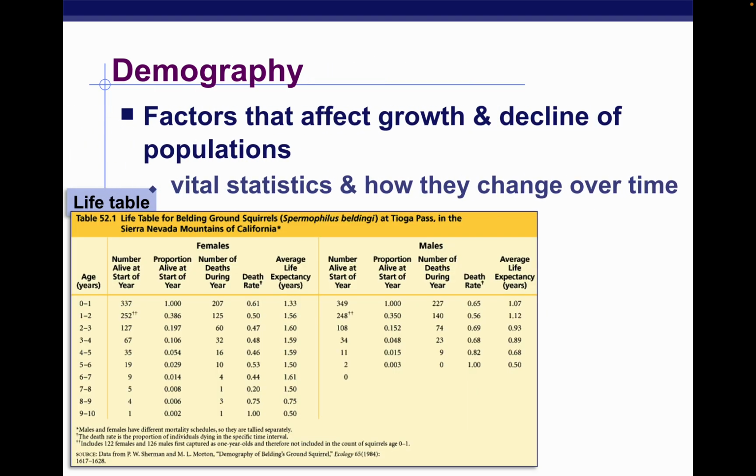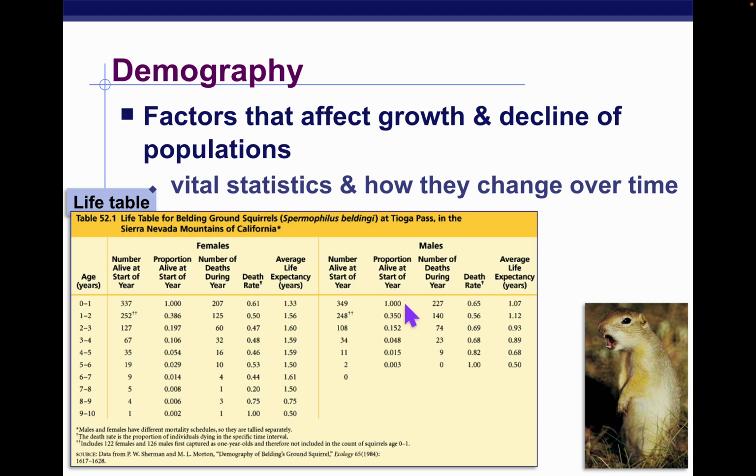Okay. Factors that affect growth and decline of populations. These are the vital statistics and how they change over time. We're looking at the Belding ground squirrels here. And it's showing you their death rate, their average life expectancy, right? How old they are. So that's just an example. They're kind of cute though. Look at them. Okay, this is males versus females.